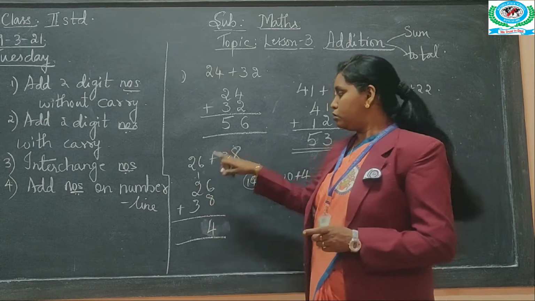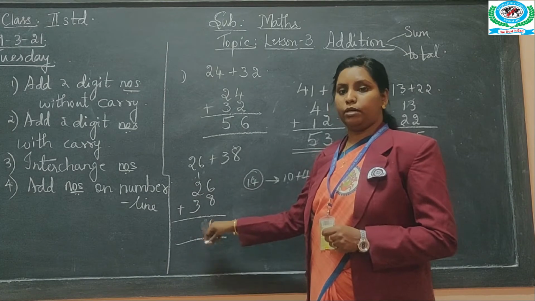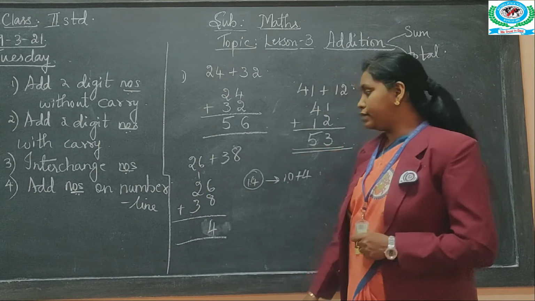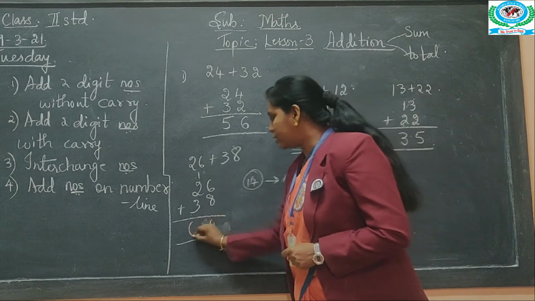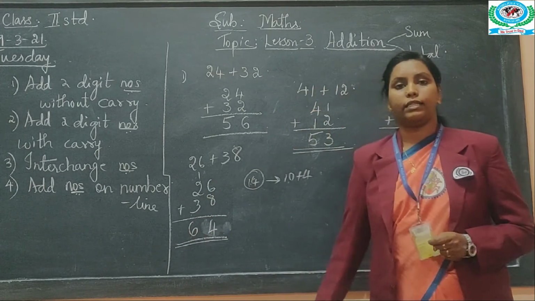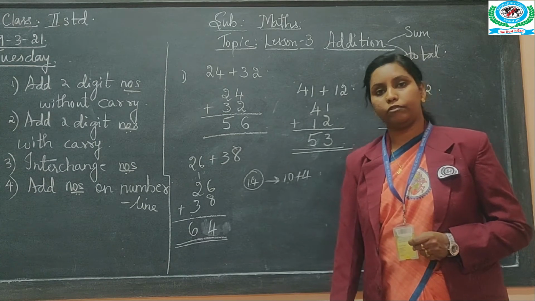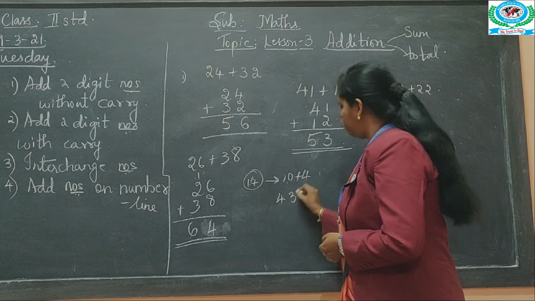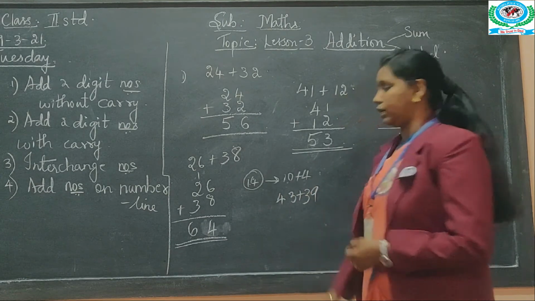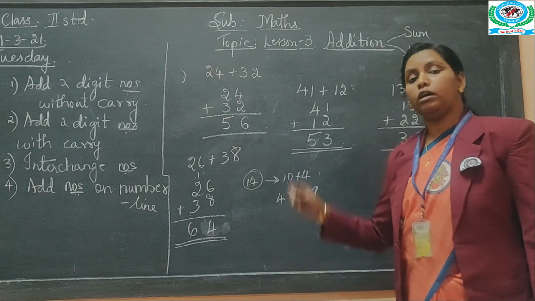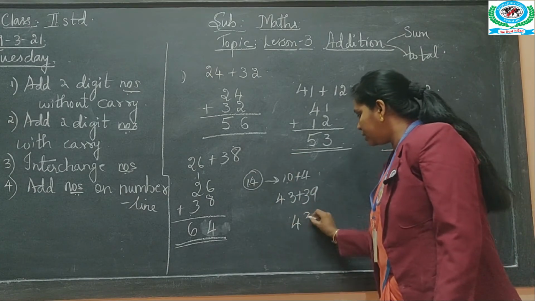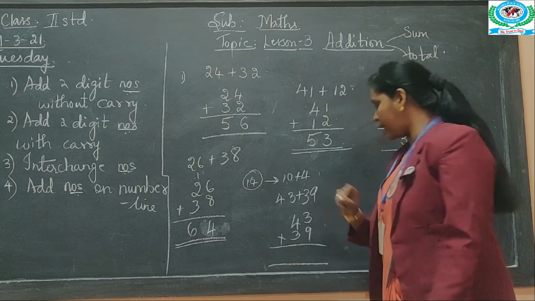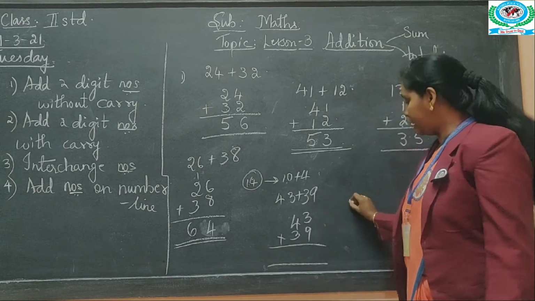Okay children, now we are going to add all these three numbers, 1 plus 2 plus 3. So what answer will you get here? It is 6. So this is your answer. Suppose I give you one more example, that is 43 plus 39. First step is to arrange the numbers in the place value system. Then you are going to add that. So 9 plus 3 we are getting as 12.